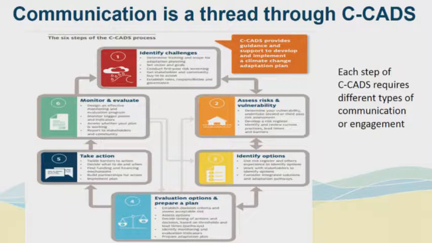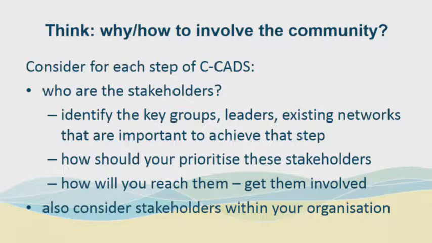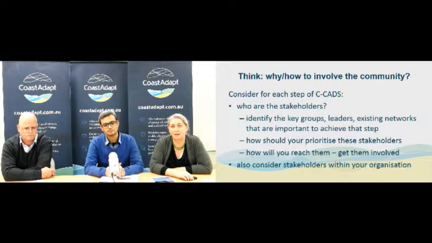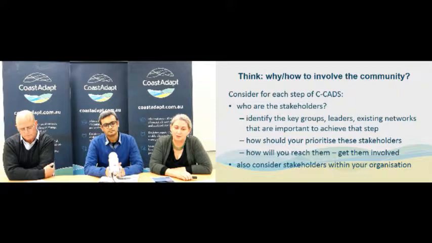But basically what you need to think through at each step is who are the stakeholders. You need to identify the key groups, leaders, existing networks that are important for each step. And you need to work out how you're going to prioritise these stakeholders, because you can't deal with everybody. So how are you going to involve these stakeholders without actually overwhelming yourself and your organisation too?